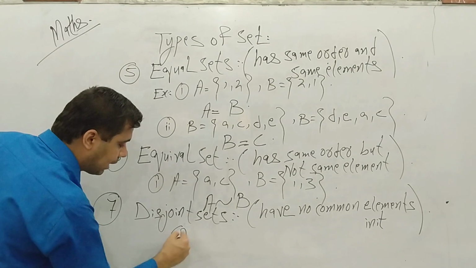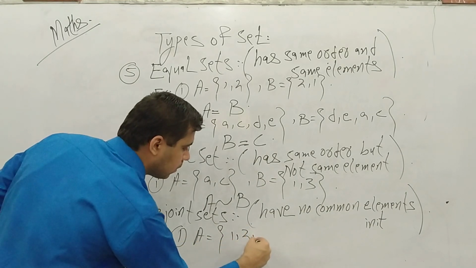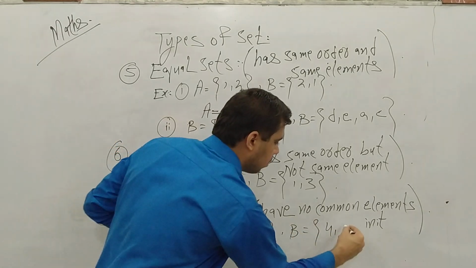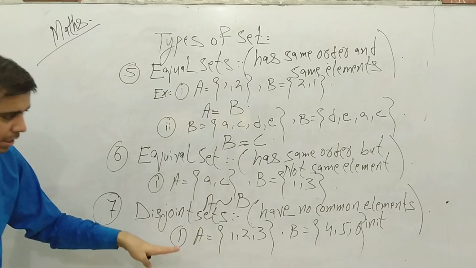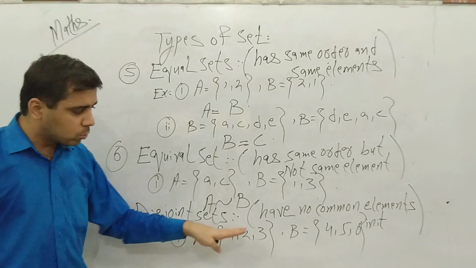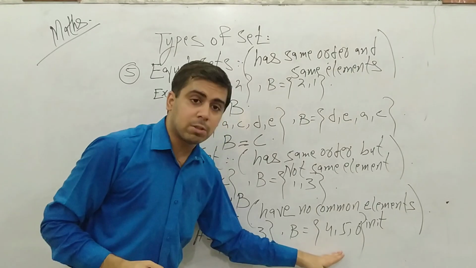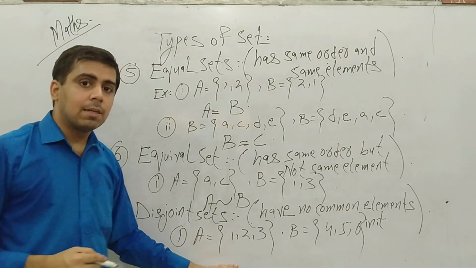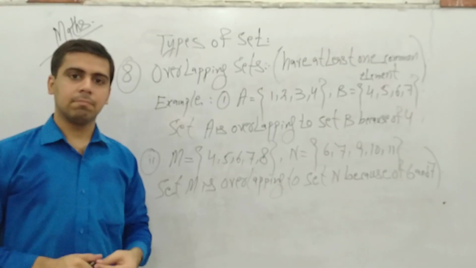A disjoint set's example is A equals {1, 2, 3}, and B set is {4, 5, 6}. Now can you see any common element between both sets? We will say that A's elements are not common to B's elements. So A is disjoint to B. So this was about the disjoint set.